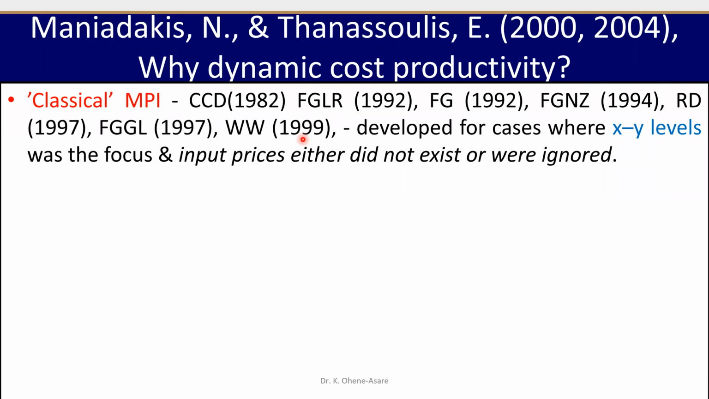So this whole thing about classical Malmquist was done for cases where input and output levels are available, but input prices are not available, or if they were available at all, they were ignored. They were not incorporated. The prices of the inputs were not captured. And that was a big issue. You're going to see that pretty soon. Why?